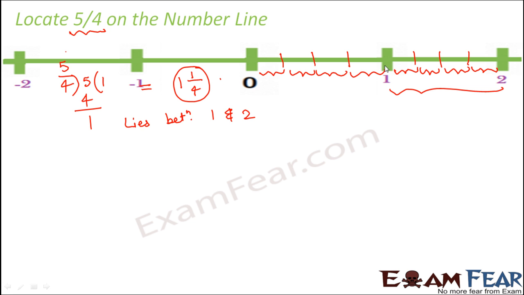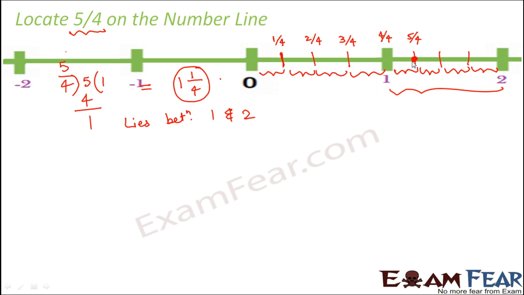So this is how we have divided each section, that is each unit, the distance between two whole numbers, into 4 equal parts. Now what would be this part? This part would be 1 part out of 4 parts. So this would be 1 by 4, this would be 2 by 4, this would be 3 by 4, this would be 4 by 4, this would be 5 by 4. So basically this is the point that we were looking for. In this way we can locate 5 by 4.